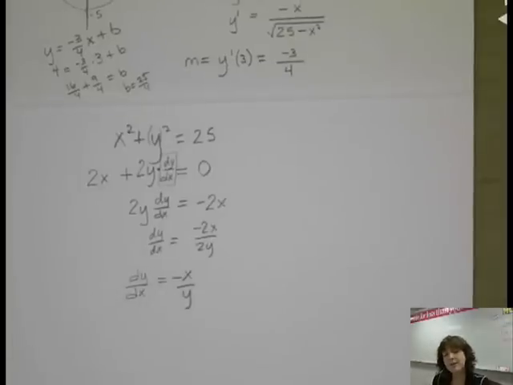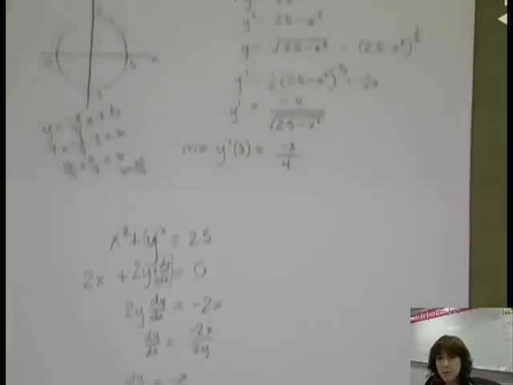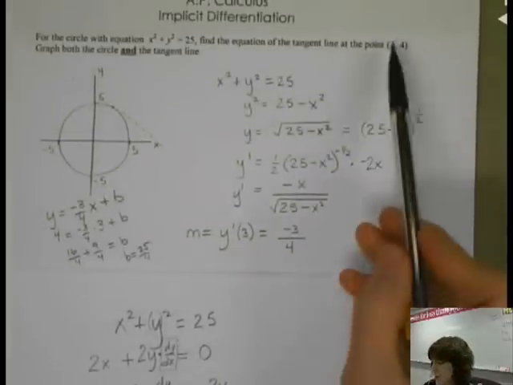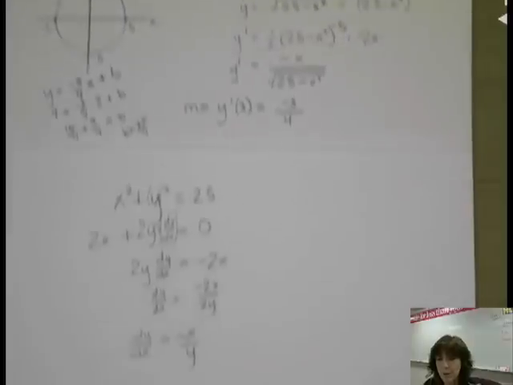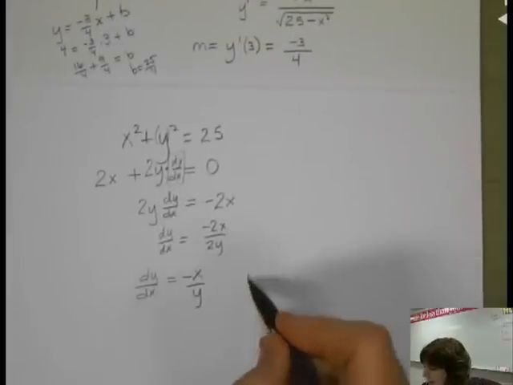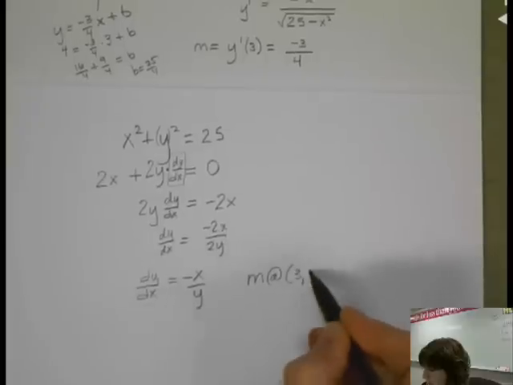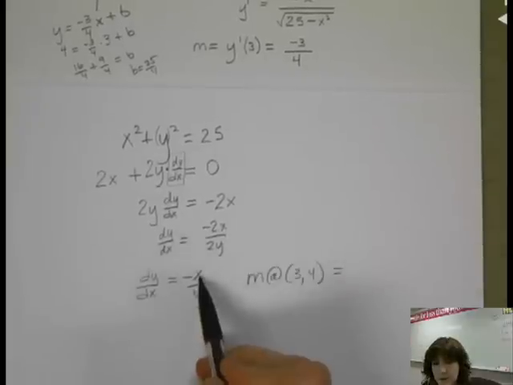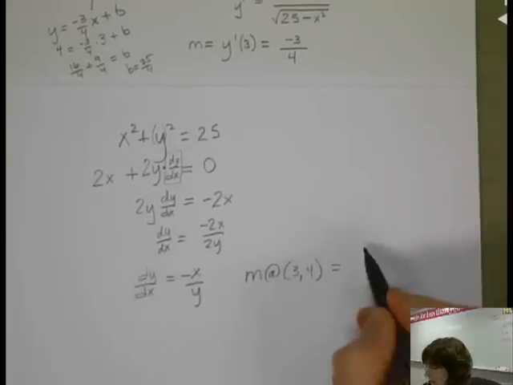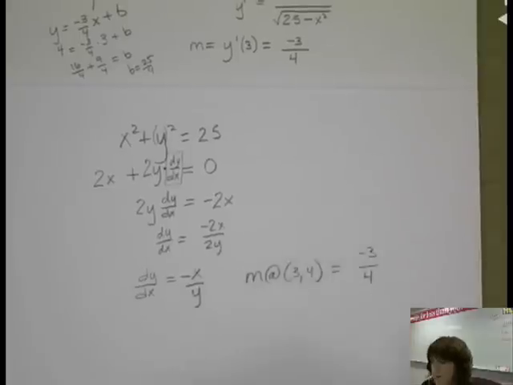So this is interesting because our derivative now has an x and a y in it, but we're not scared, because remember what our point of interest is? 3, 4. We are given both an x and a y. Our slope at the point 3, 4 is, well, plug in 3 for x and 4 for y, and you get negative 3/4.